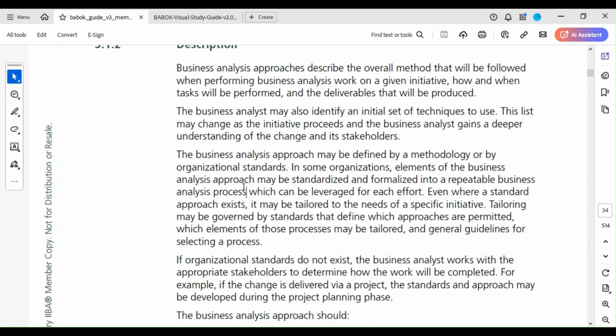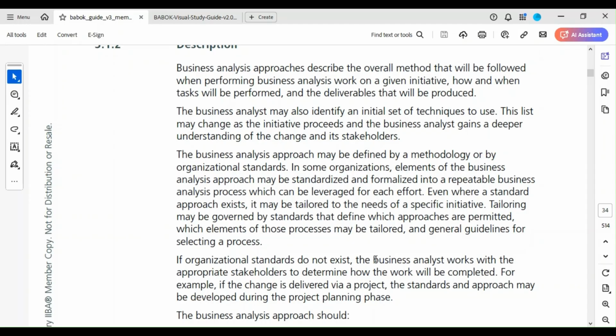So the business analysis approach may be defined by a methodology. That is why you take it from the methodology aspect, or by organizational standards. When you come into an organization, they will tell you, this is our standard, and you have to go with that in most cases. In some organizations, elements of the business analysis approach may be standardized and formalized into a repeatable business analysis process, which can be leveraged for each effort. So at times you come and they've already laid down their standard, their method. In fact, they've documented it. They already have expectations of what you should produce or what should happen at each step.